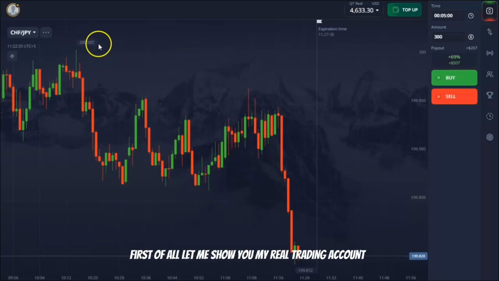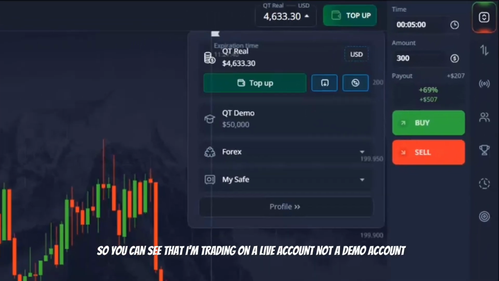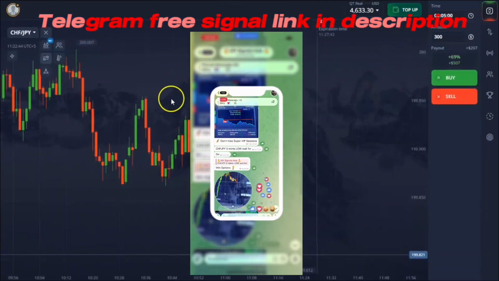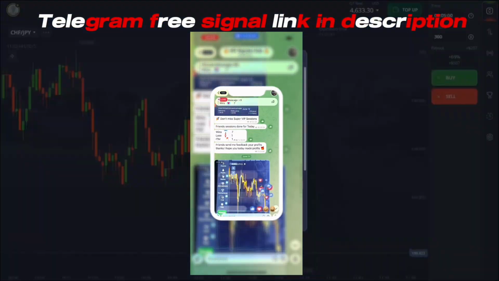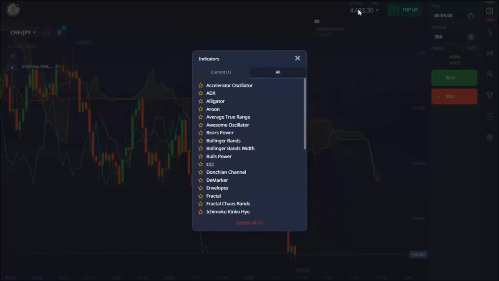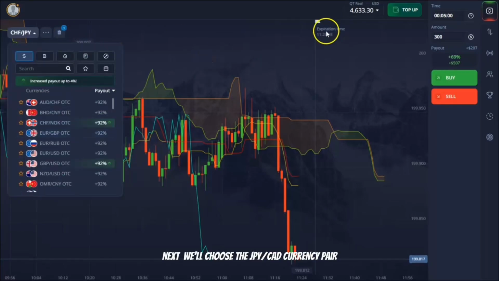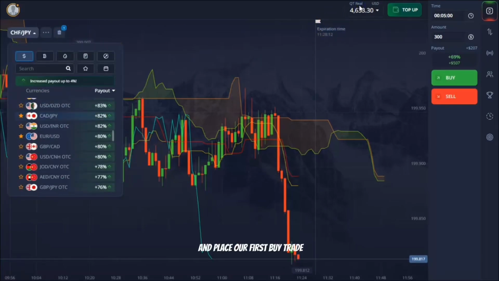First of all, let me show you my real trading account. So you can see that I'm trading on a live account, not a demo account. Now let's select the Ichimoku indicator. Next we'll choose the JPY CAD currency pair and place our first buy trade.